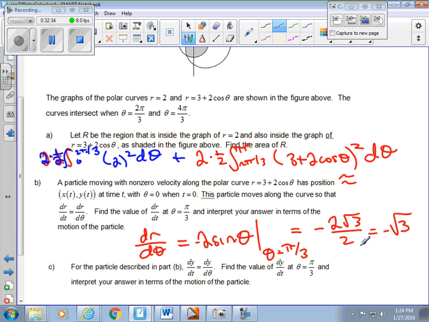But you can tell this is the second AP problem where they've asked that same type of question. What's happening to the particle? Closer to the origin or the pole.